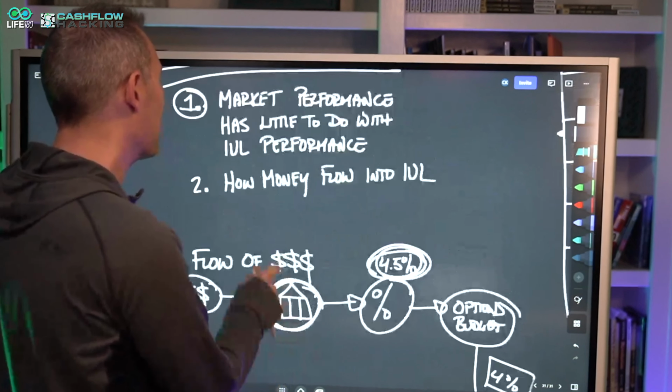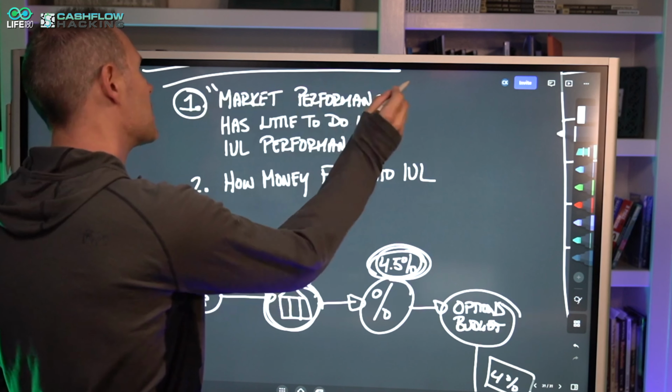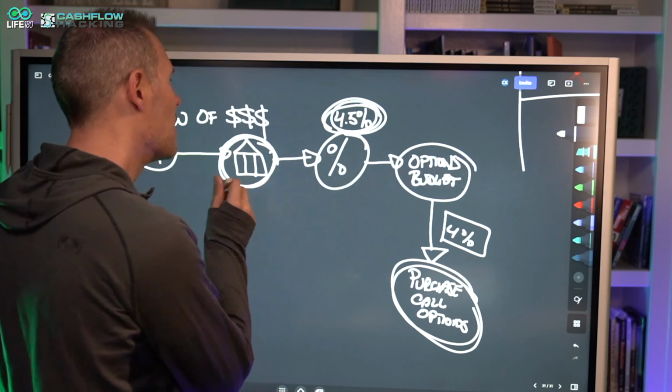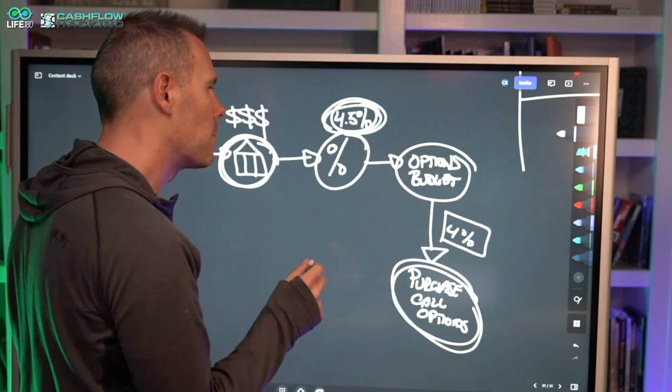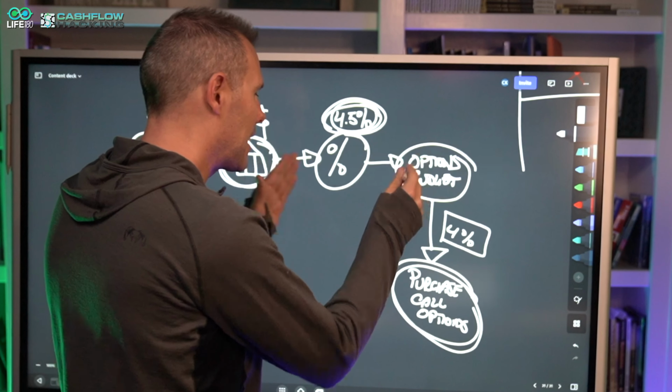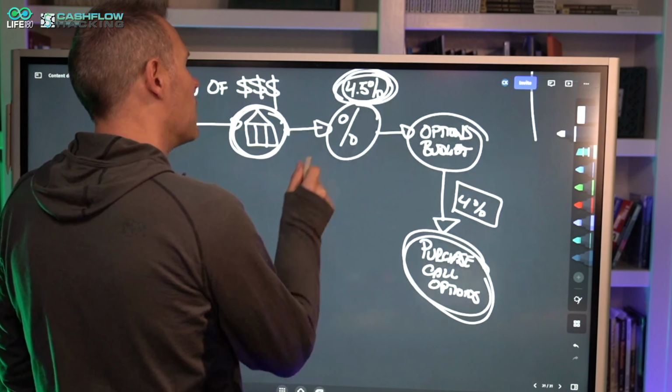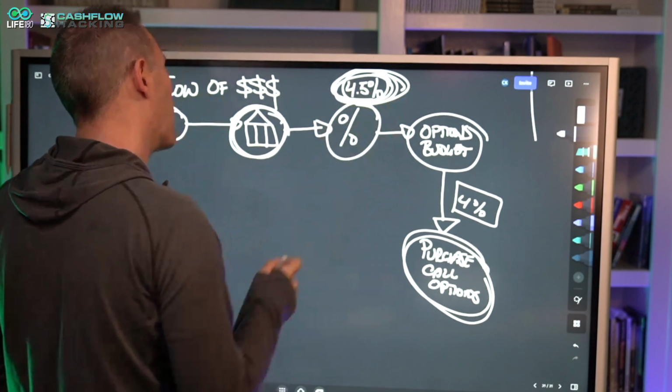When I say that the market performance has little to do with the actual performance of the IUL, this is why I say it, because you're not ever directly participating in the market. You are participating in an index through the purchase of call options. Now, how do you do that? The budget is set by the general fund. This is step number one to contemplate, right?